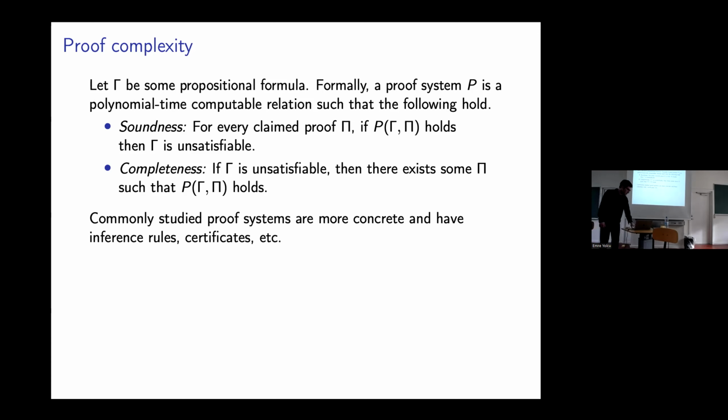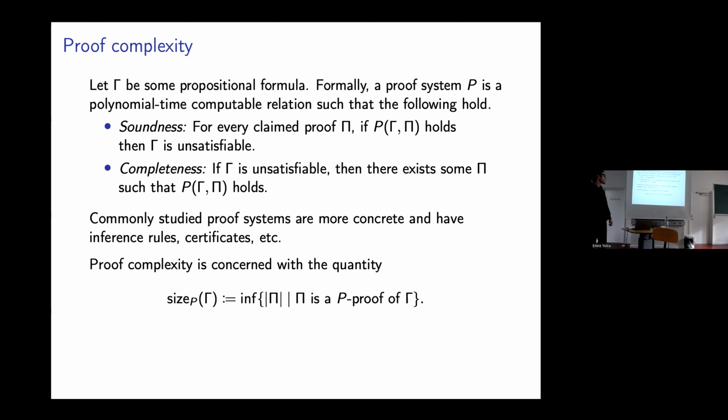And proof complexity is completely concerned with this quantity, which is the minimum size of a proof in a proof system. You can think of the proof as being encoded by some bit string, or some string over a finite alphabet. And the size P of gamma is the minimum proof size of a given formula. If the formula is satisfiable, then it will have no proof, and then this will be infinite.